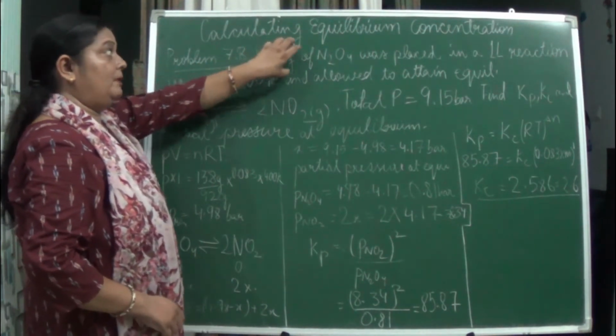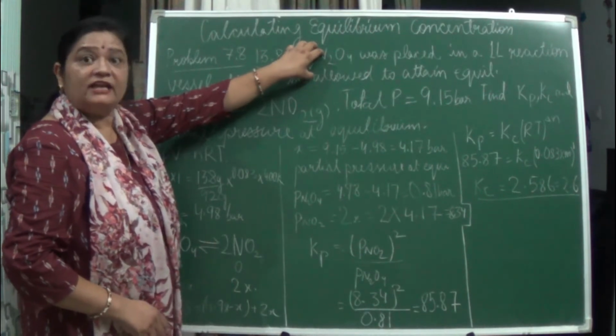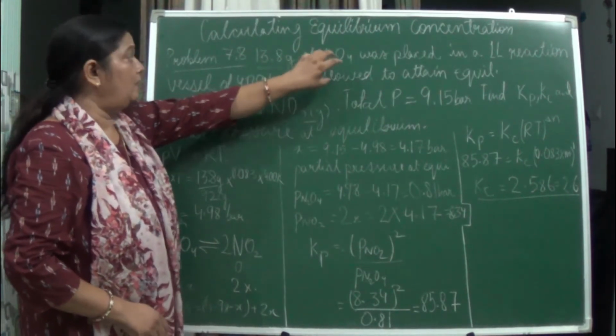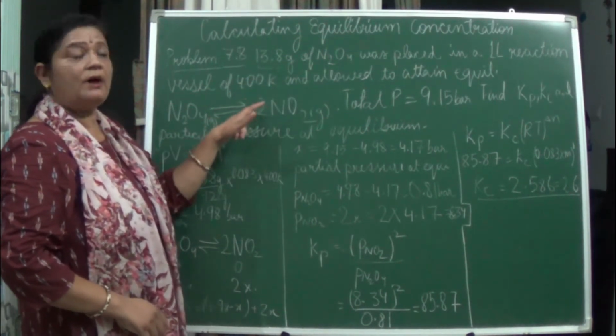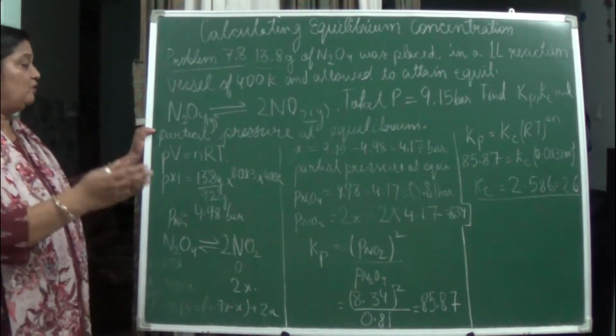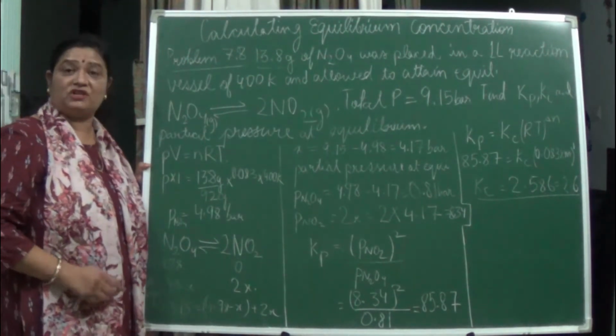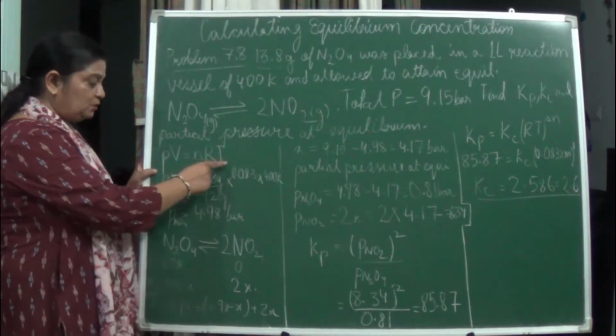When we are seeing here, yes, the mass is given. Here we can take out the number of moles. How do we take out the number of moles? Given mass upon the molar mass. Molar mass we can calculate from N2O4. Given mass upon molar mass, you will be getting the number of moles. So we can use the ideal gas equation, that is PV is equal to nRT.